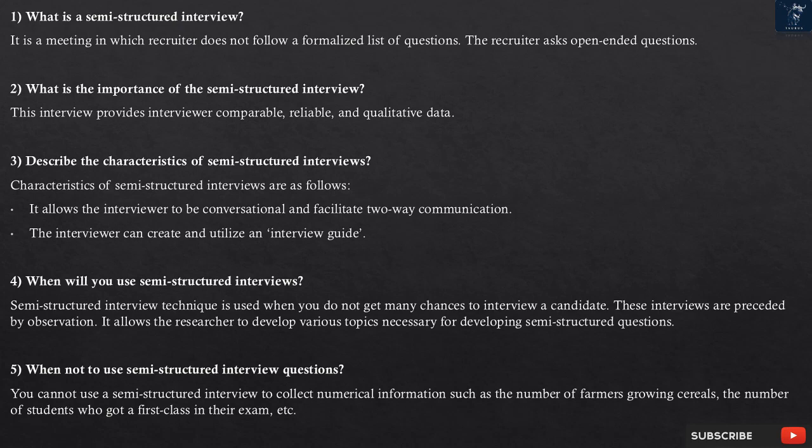5. When not to use semi-structured interview questions. You cannot use a semi-structured interview to collect numerical information such as the number of farmers growing cereals, the number of students who got a first class in their exam, etc.